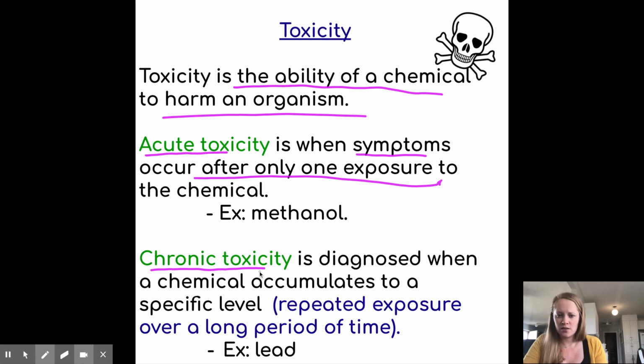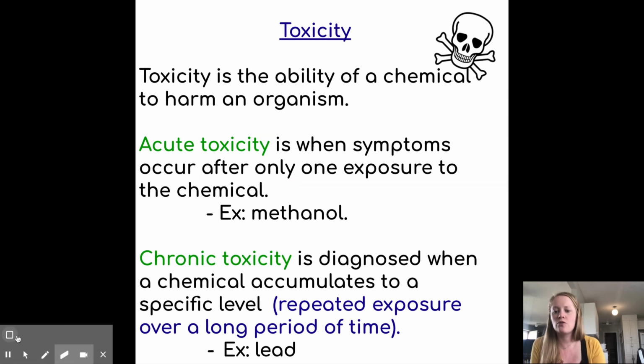But chronic toxicity, you might not necessarily see symptoms right away. You will have to be exposed to it possibly over a long period of time before symptoms end up showing up, because the chemical has to basically accumulate within your body in order to show the presence of it. And an example of that would be lead. Okay, you can get lead poisoning, and it would be classified under chronic toxicity.